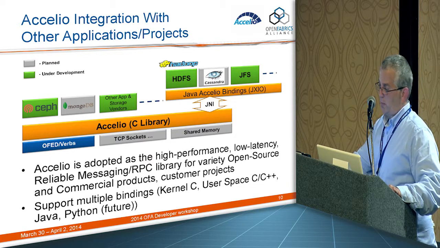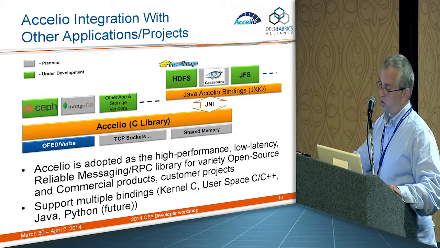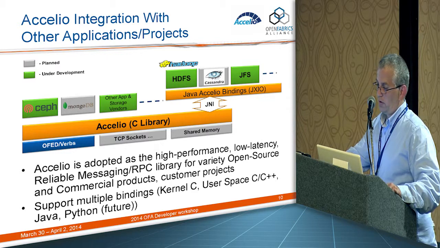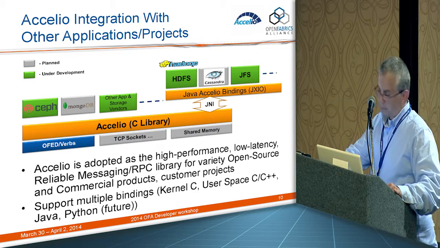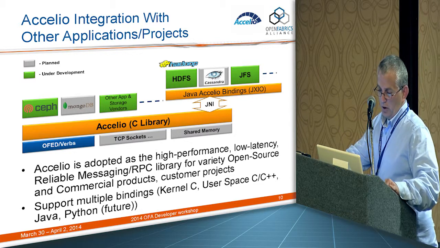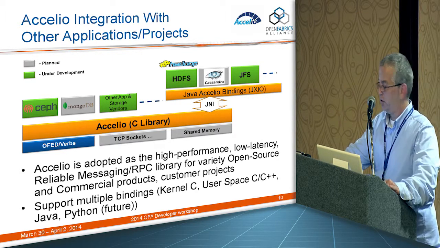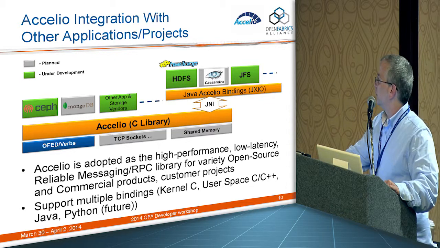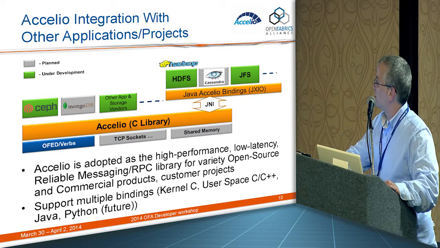We wrote a binding for Java code. It's called JXIO. It's also open source. You can download it from the Accelio website. We provided a solution with Hadoop, with HDFS, and I will talk about it in a minute. Accelio is currently adopted as a high performance, low latency, reliable messaging layer. It's very simple and gets a customer to market very quickly with that API.